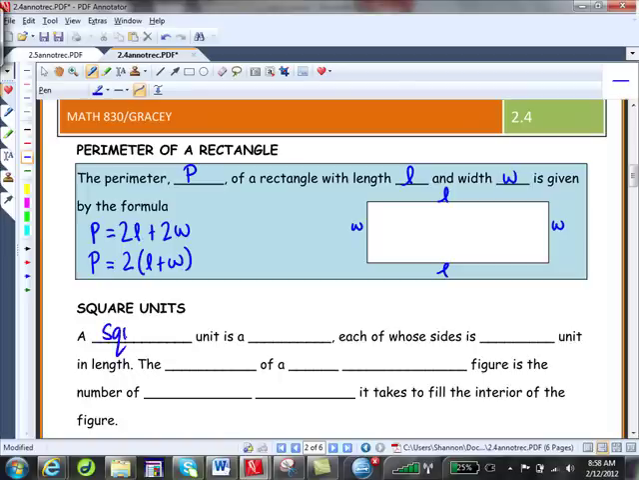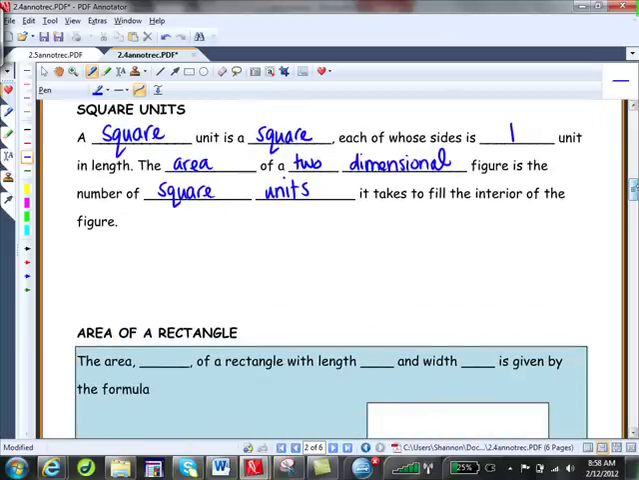A square unit is, you guessed it, a square, each of whose sides is 1 unit in length. The area of a two-dimensional figure is the number of square units it takes to fill the interior of the figure. So I copied this one figure.